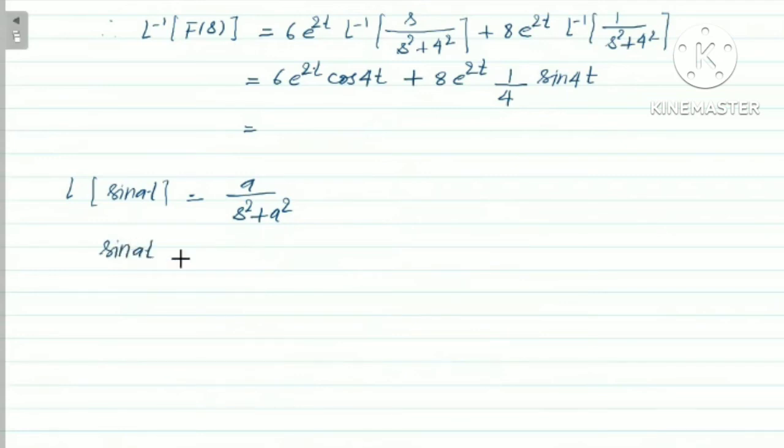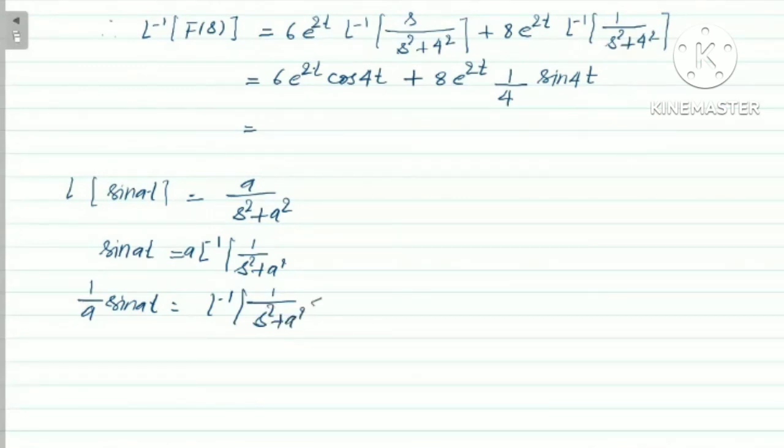Sine at, and L inverse. a is constant, so a will come outside. L inverse of 1 upon s square plus a square, so a will come here: 1 upon a sine at. What is L inverse of 1 upon s square plus a square? Here a is 4, and that is sine 4t. Because a is constant, you can write it like this, sine at upon a. Have you understood this?